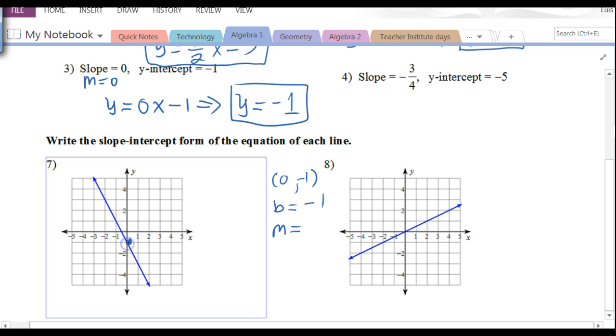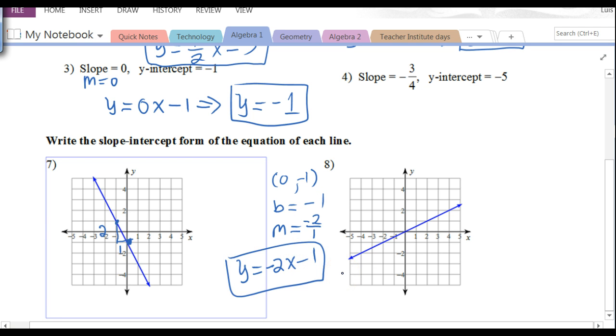Again, this is one point right here, and this is another one, right? I'm gonna go down 1, 2, so I go down 2, and then 1 to the right, right? So it's negative because why? Because I went down 2, and to the right is positive. Okay, so now I got my m and my b, and I'm going to go ahead and write my equation. So my equation is y equals, instead of writing -2/1, just write it as a whole number, -2x, and then -1.